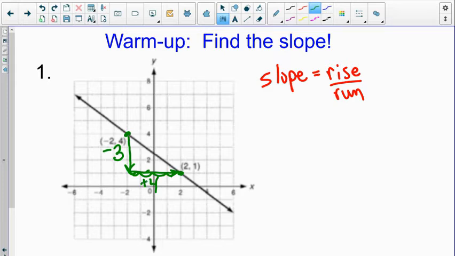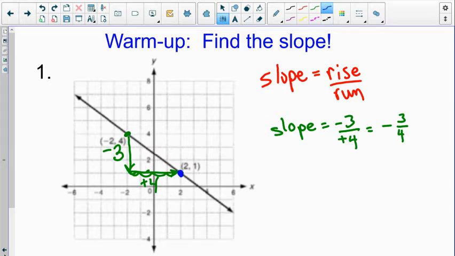So one way to write this slope is as the ratio where the rise is -3 and the run is +4, which -3 divided by +4 reduces to -3/4.